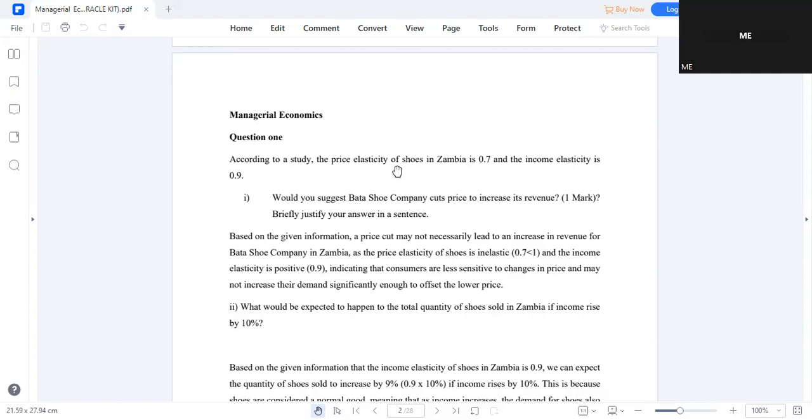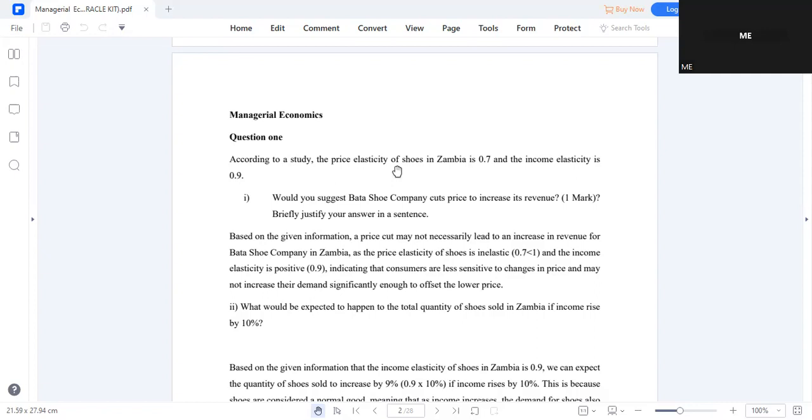Then looking at income as well, which is 0.9, it just shows you that reducing the price will increase disposable income for them to spend on the goods, but it is not necessary because demand is inelastic.